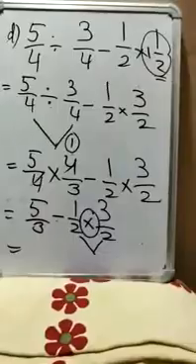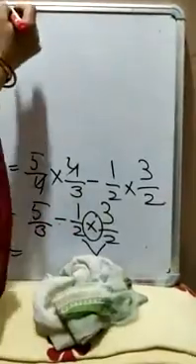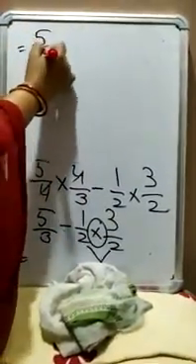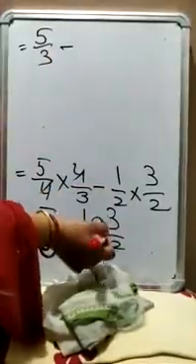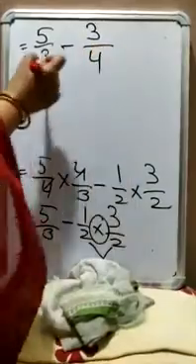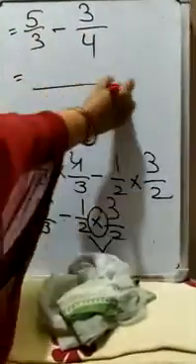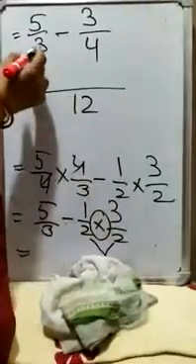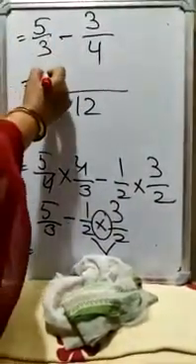Now here let us solve it. So let us write down 5 by 3 as it is, minus. Now 1 by 2 into 3 by 2. Let us solve it. 1 times 3 is 3 and 2 times 2 is 4. Minus sign is there. So let us take LCM 12. So 12 divided by 3, we get 4. 5 4s are 20.